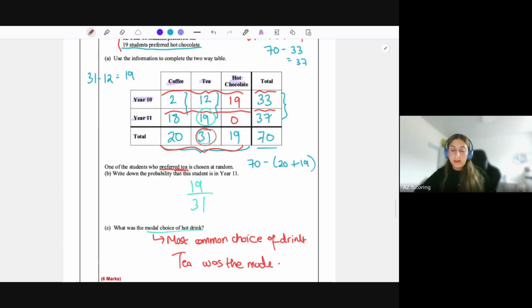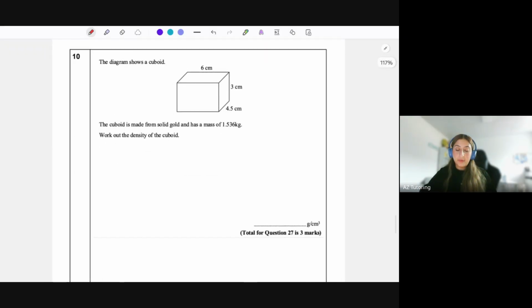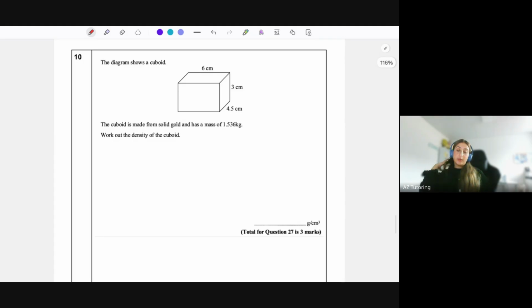Okay, so now let's move on to the last few questions. So this is a density question with a cuboid. This question says the diagram shows a cuboid. The cuboid is made from solid gold and has a mass. So it's given us the mass of 1.536 kilograms. Work out the density of the cuboid.